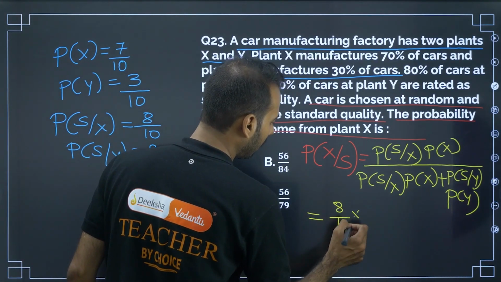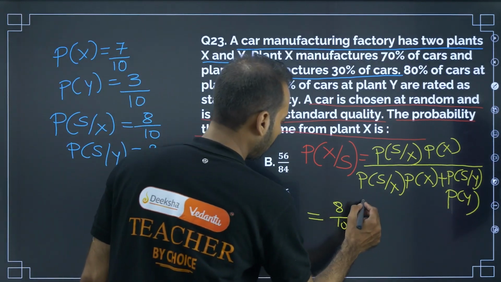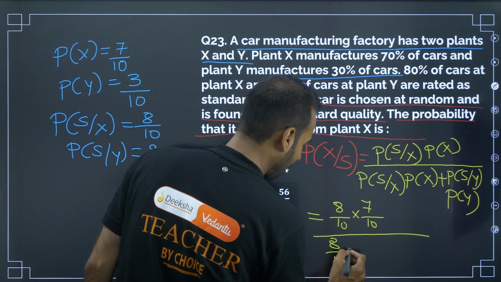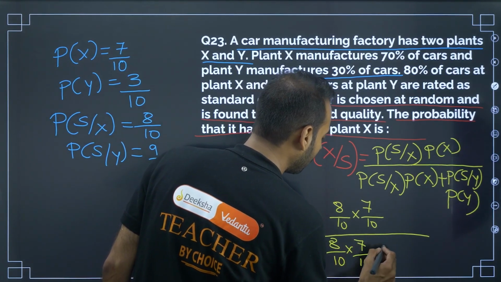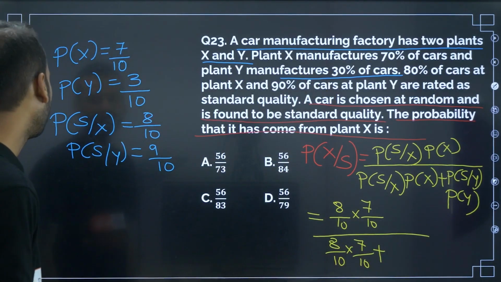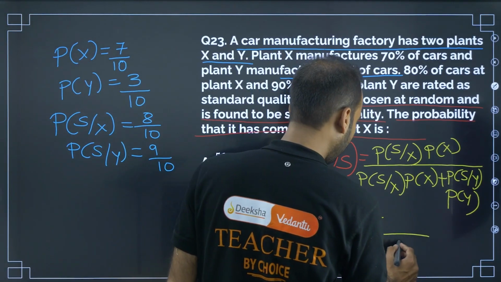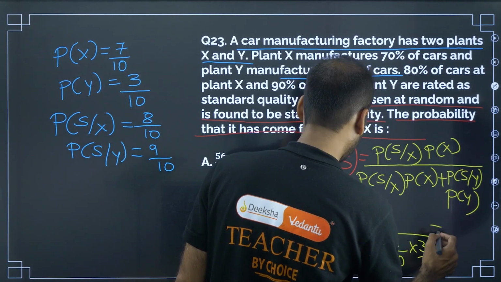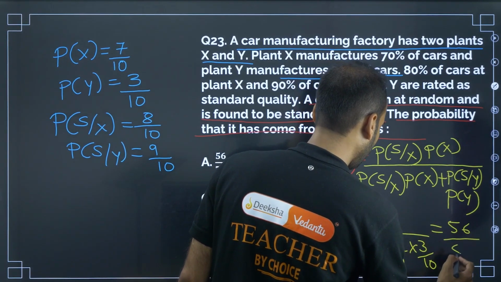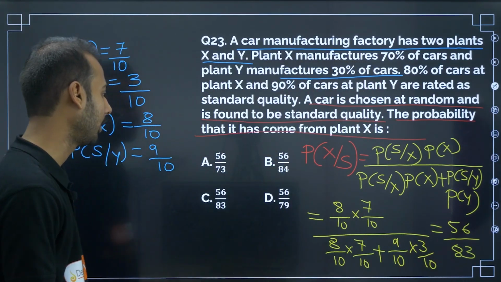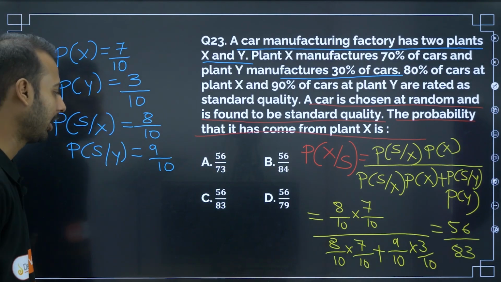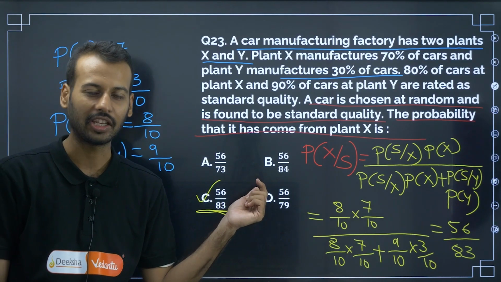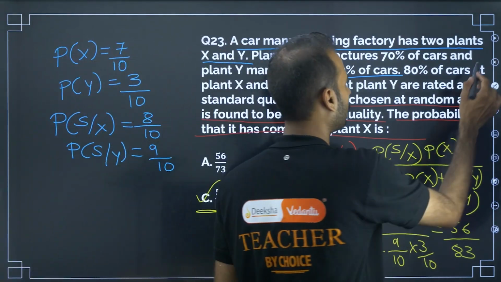That is 8 by 10 times 7 by 10, divided by 8 by 10 times 7 by 10 plus 9 by 10 times 3 by 10. If I simplify this, 7 eights are 56, and the other term is 27, so adding, it is 83. Is there any option like 56 by 83? Yes, C is the answer for this. Again, this problem is based on Bayes theorem, which is very important. Moving on to next question.